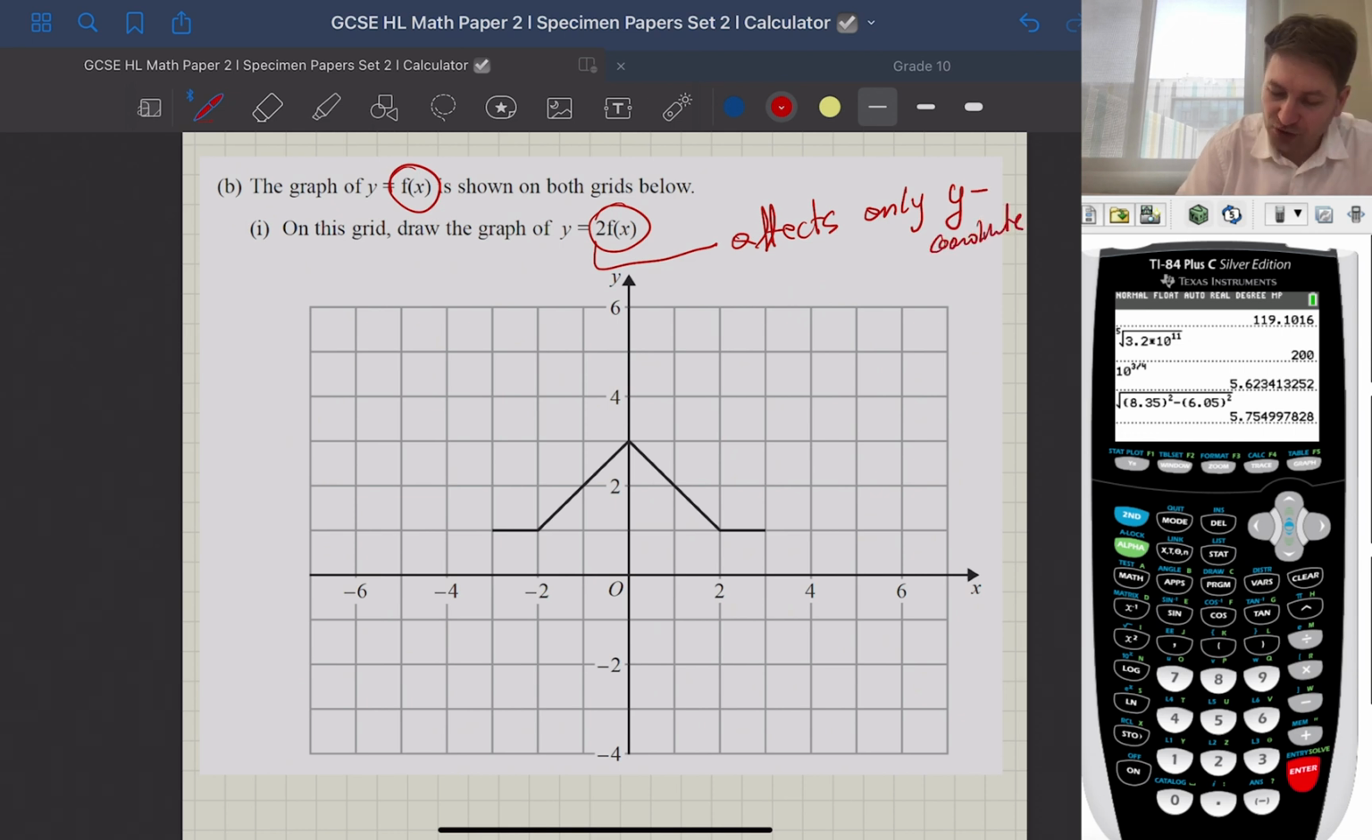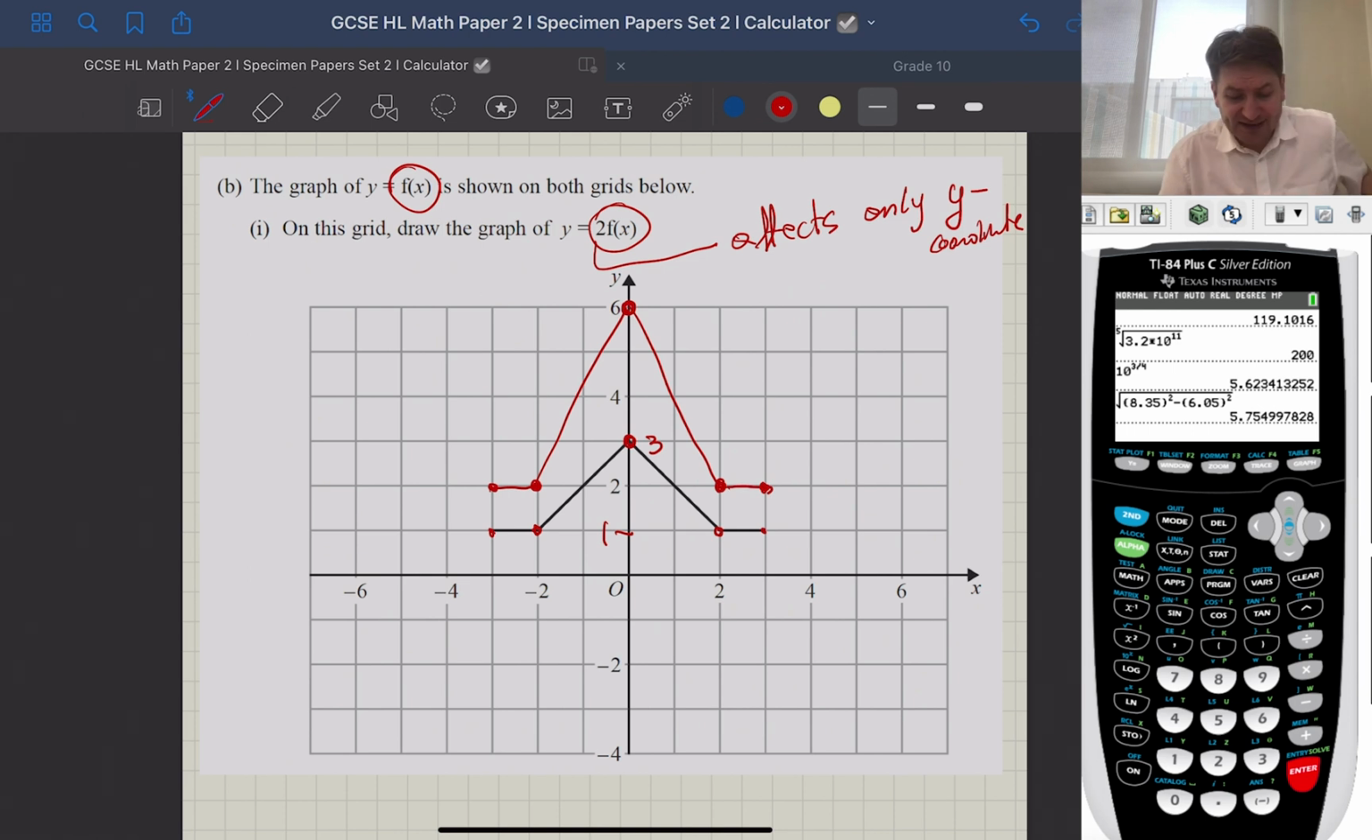So every y coordinate is going to be multiplied by 2. So if this coordinate is at 3, it's going to be at 6 here. Now if this coordinate is here at 1, it's going to be at 2. This coordinate is going to be again here. This coordinate is at 1, it's going to be here. This coordinate is going to be here. All right, so I'm just picking each coordinate, and now I can draw it.